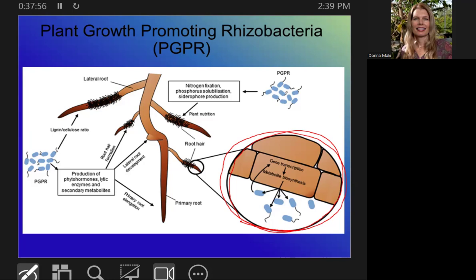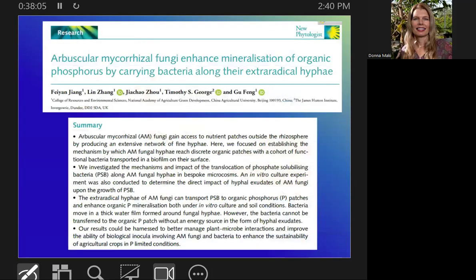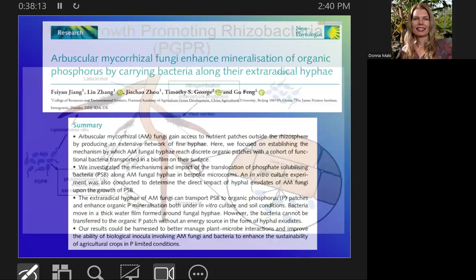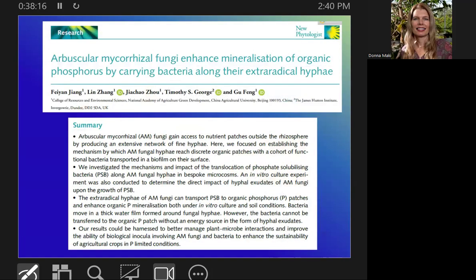And that's true for humans and other animals. We know that the microbes that coexist with us affect our gene expression and can affect our behavior as well. So these PGPRs, these microbes that are hanging out with the plant, and then I found this paper published a couple years ago: arbuscular mycorrhizal fungi enhancing mineralization of organic phosphorus by carrying bacteria along their hyphae.